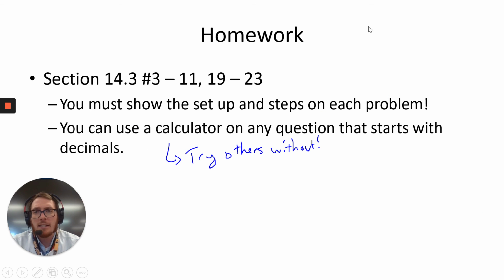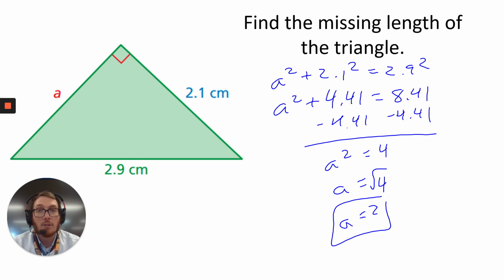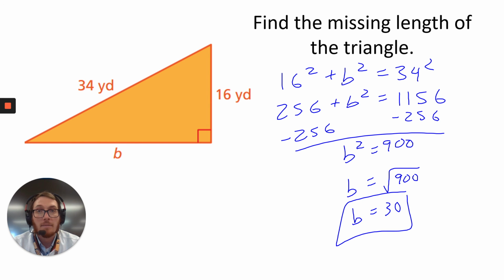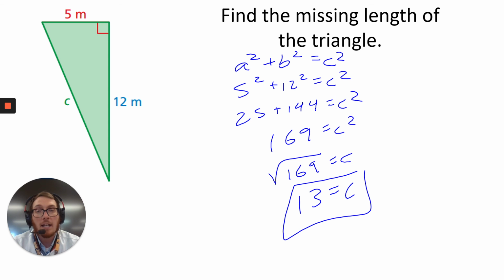Okay, your homework today is section 14.3, numbers 3 through 11, and 19 through 23. You need to make sure you show the setup and steps on each question. That's what we're looking for in your work. Your work should look similar to all of these different slides. Please make sure you write the Pythagorean theorem down, a squared plus b squared equals c squared, and then plug the numbers in for a, b, and c.